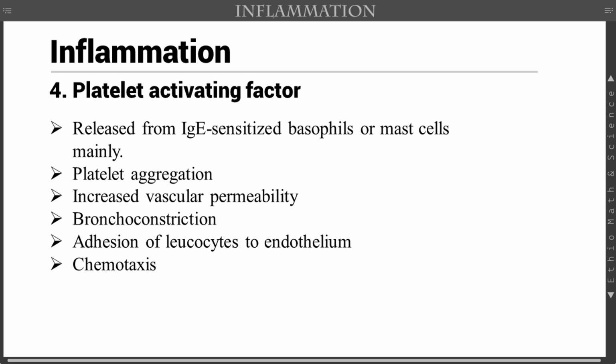Termination. PAF is rapidly inactivated by PAF acetylhydrolase. If clearance fails, systemic effects, hypotension, bronchospasm, shock follow. Remember, PAF doesn't shout. It whispers to many cells at once, and the tissue obeys.